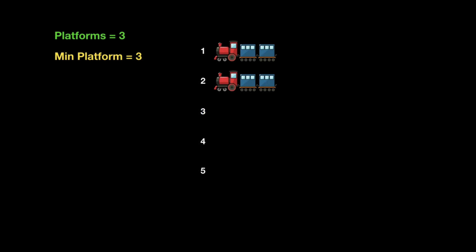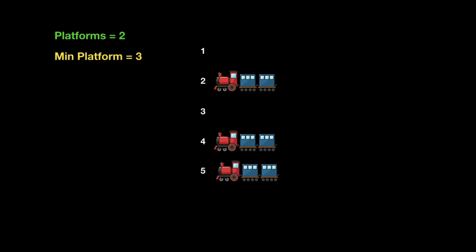Now train 3 departs and the value of platform is 2 because we have two current platforms, whereas the value of min platform remains 3. Now train 4 arrives and the value of platform will change, whereas the value of min platform is still 3. Train 1 departs and the value of platform is 2 now, and finally train 5 arrives and the value of platform is 3, as well as the value of min platform is 3. So we have minimum required platforms as 3.